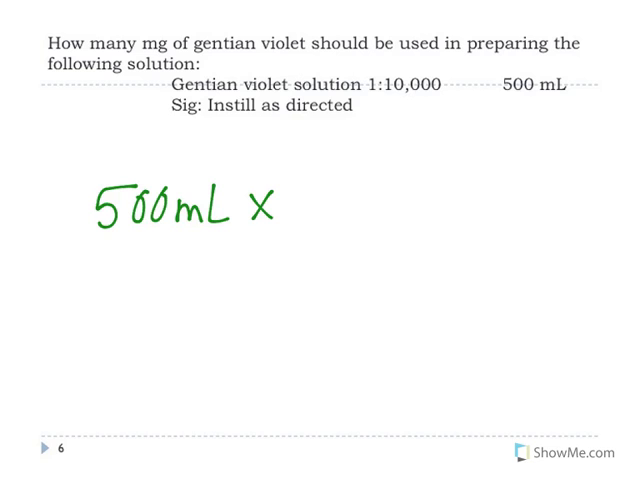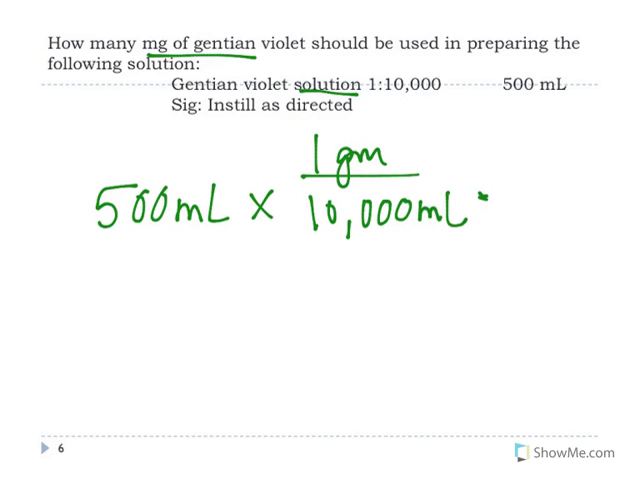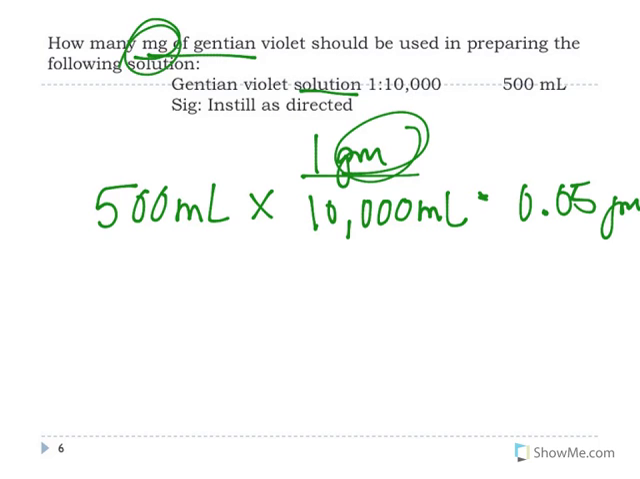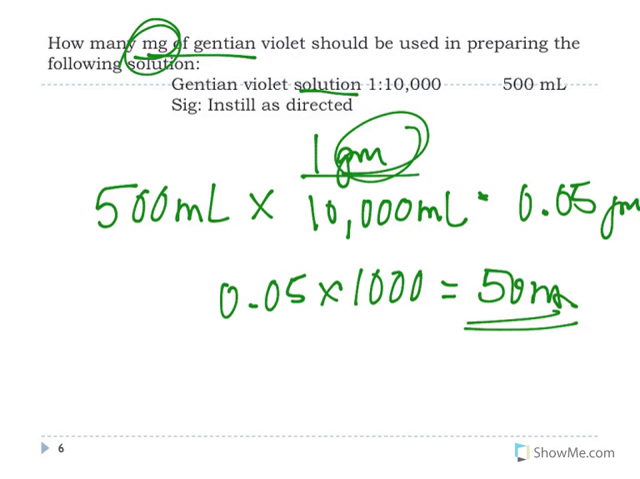Because it's a solution, and because we're asking for milligrams of gentian violet, we can say that this is a gram over mil. So that means we're preparing 1 gram per 10,000 milliliters. And so the amount of drug that we would have to add is going to be 0.05 grams. And again, I've solved for grams because of this. However, it asked for milligrams, so to get my final answer, I have to multiply that 0.05 by 1,000 to get 50 milligrams as my correct answer.